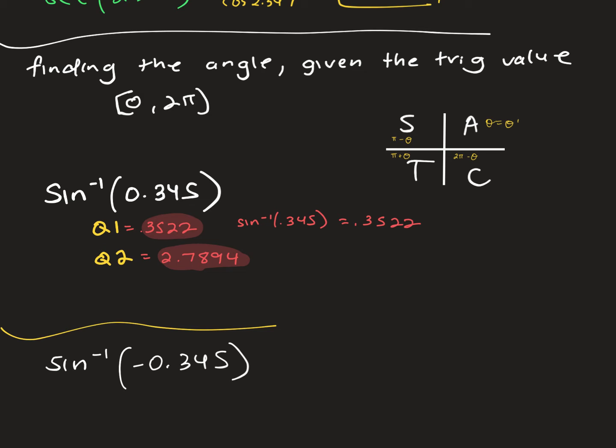But here, this is the good news: I can check these super easily. I'm going to do sine, just regular sine, of 0.3522 and sine of 2.7894. And what I should get for both of them is the original question. So sine of 0.3522 is 0.3449, which rounds up. And sine of 2.7894 gives me 0.34495, which rounds up.